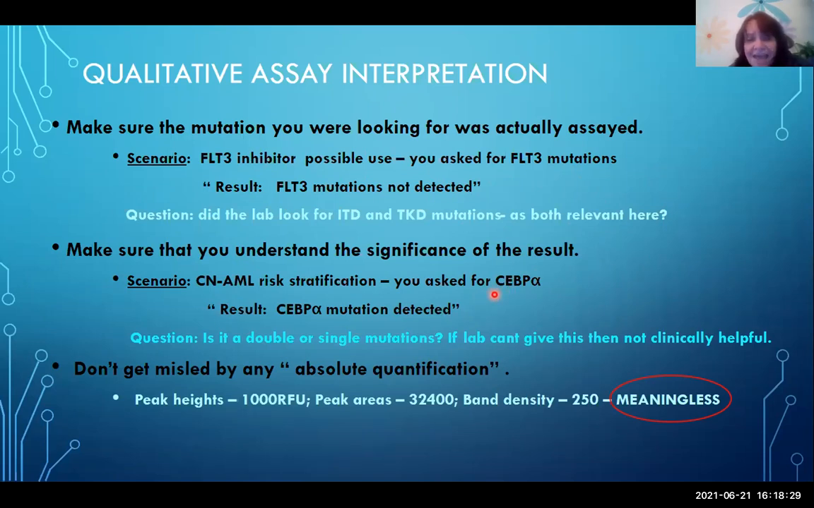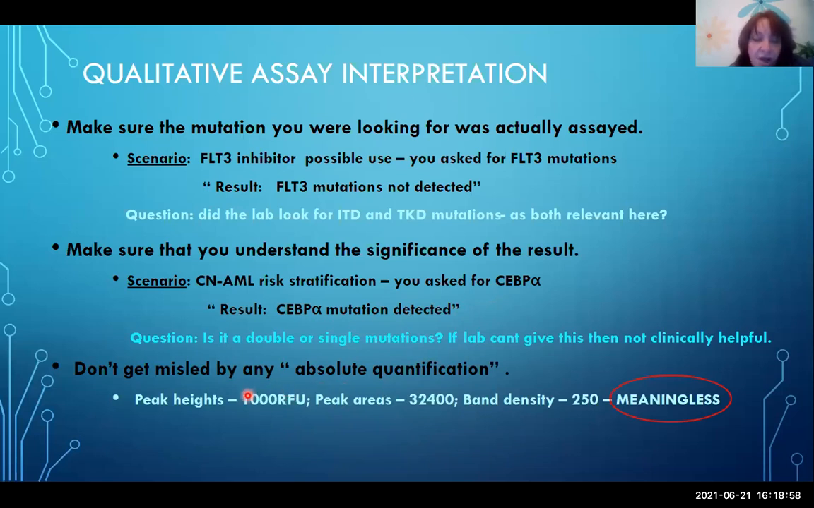Well, this mutation only has clinical significance if it's a double mutation. So if the lab doesn't report that, then that's not very clinically helpful. And whatever you do, don't get misled by qualitative assays trying to give some kind of quantification result. Anything that has peak heights, peak areas, band densities is absolutely meaningless.